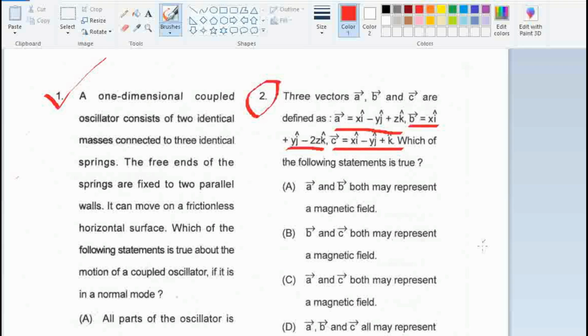You know the second Maxwell equation, del dot B should be 0. Why? Because a magnetic monopole does not exist in the universe. That's why del dot B is always 0. So we have to apply this concept, or this formulation, on this question. So let's apply.